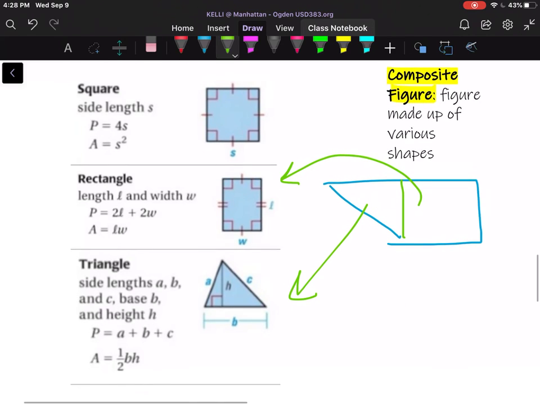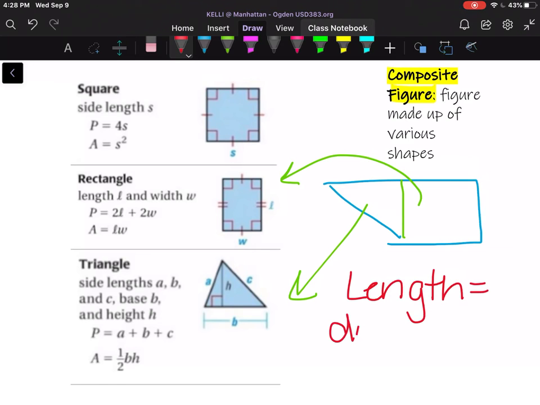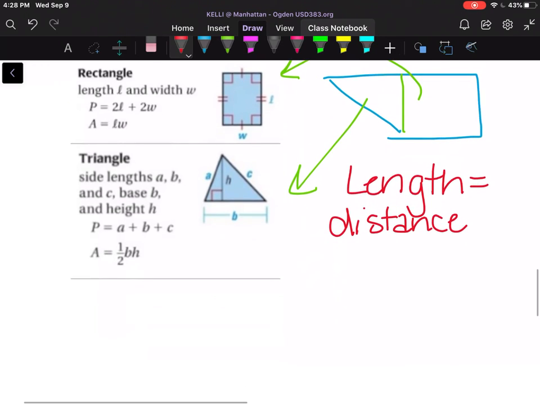Really, the big key that I can give you on how you're going to apply these formulas in your assignment is that you are going to have to find the length of some of these sides of some of these figures in order to find the area and perimeter. And so remember, length is the same as distance, and we learned about the distance formula in 1.3.